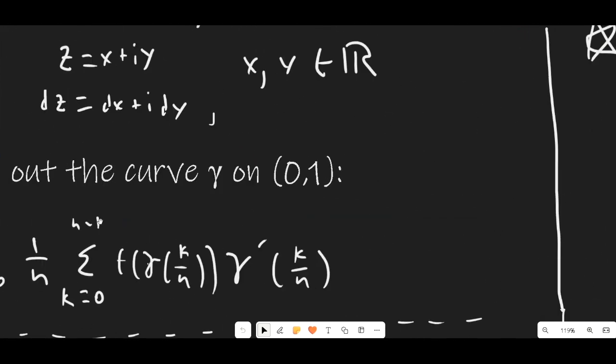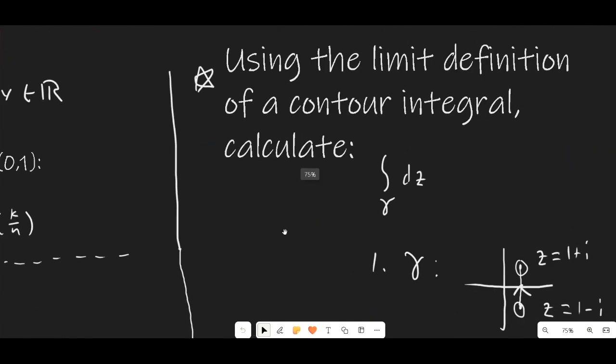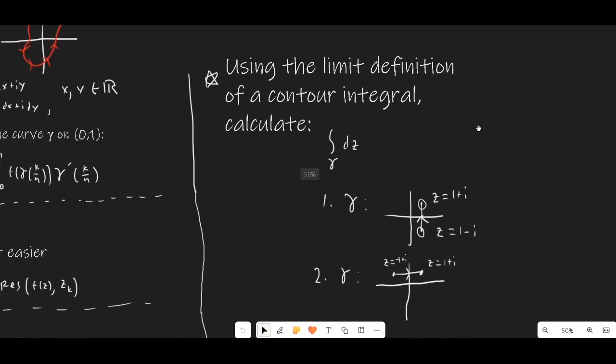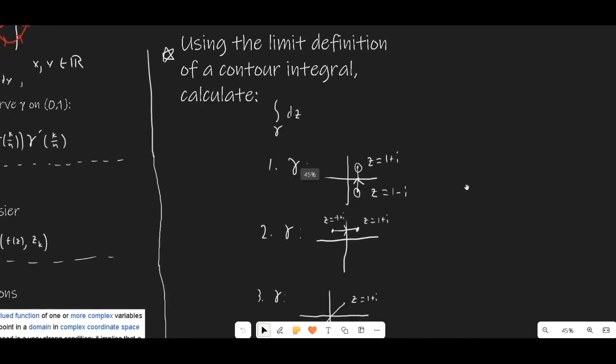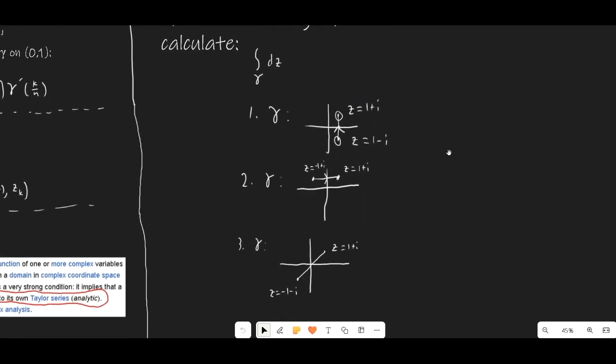So I have some practice problems if anyone wants to try to use the limit definition here. I'm going to have a lot of practice problems throughout this series just to check your understanding so that you can know if you're all caught up. So the practice problems right here are to use the limit definition of a contour integral to calculate the integral over gamma of just dz. And so we have 3 different examples here.